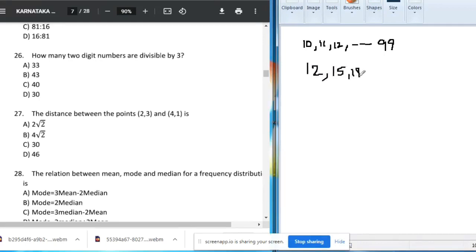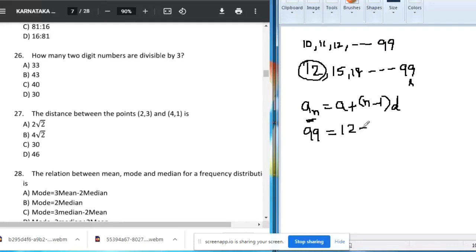Followed by 15, 18, and so on, up to 99. So this is the series of 2-digit numbers divisible by 3. To find the number of 2-digit numbers from 12 to 99 which are divisible by 3, you have to use the nth term formula. The nth term formula is given by a plus n minus 1 into d. The nth term is represented as L, which is given as 99 in the question, and a is the first term. I don't know how many terms, so I will write it as n minus 1, and d is the common difference. Common difference is given by the formula a2 minus a1.